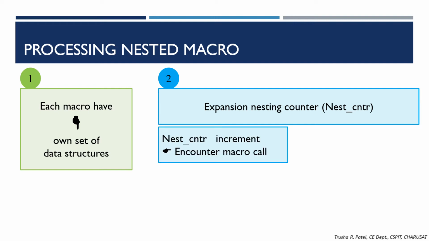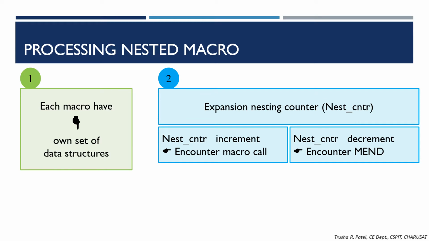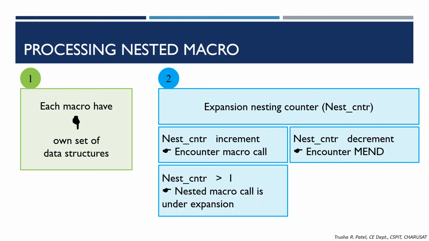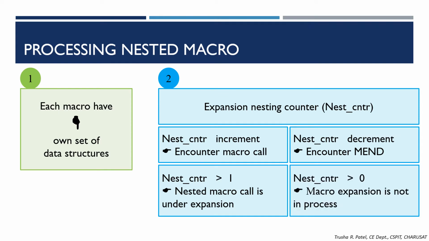Whenever a macro call is encountered, this counter will be incremented by 1. And whenever the macro end statement is encountered, this counter will be decremented by 1. Whenever this counter value is greater than 1, it indicates that a nested macro call is under process, and if the value is equal to 0, it indicates that the macro expansion has ended, it is not in progress.